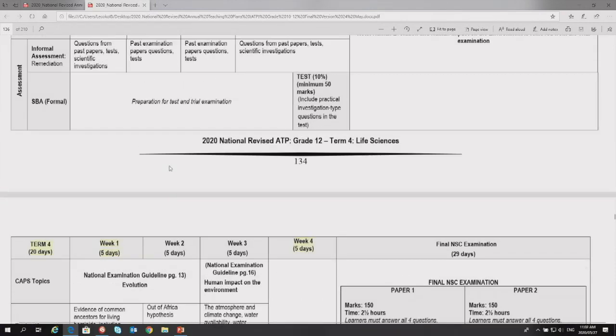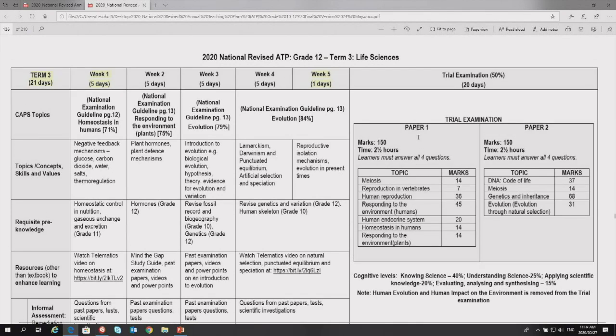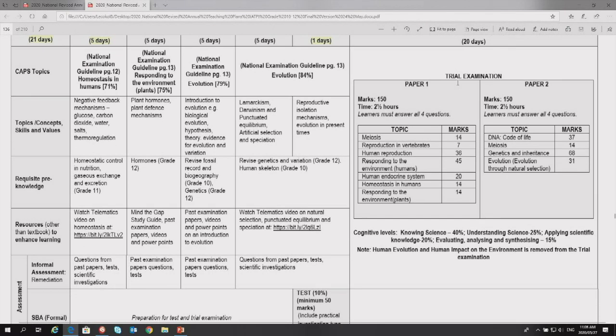But ladies and gentlemen, how will the trial exam then be written according to the current distribution of work? There is a suggested change for provinces that do not finish with human reproduction and provinces that did not do human impact in the 1st term or in the 2nd term, that there should be an adapted and an amended trial examination paper.